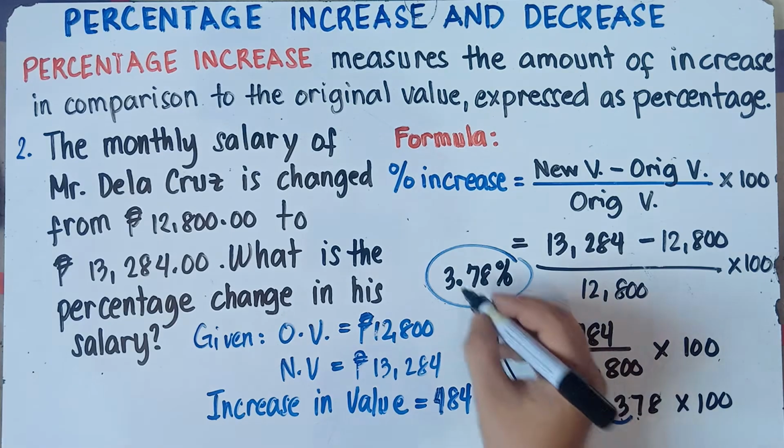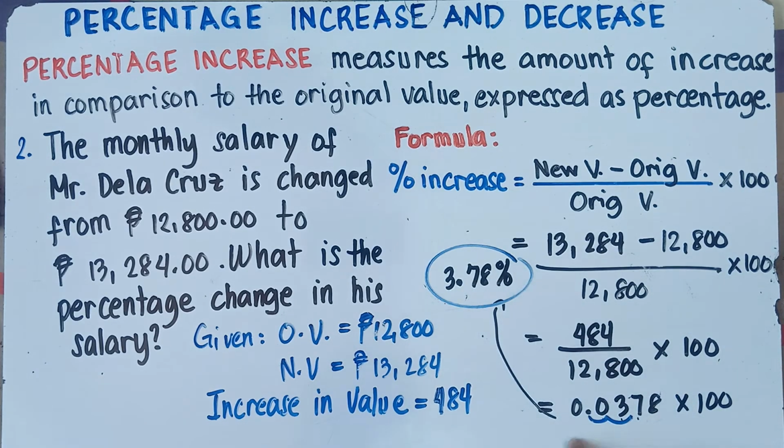I hope you understand that one, class. If you have some questions, especially with these decimals, feel free to leave a comment in the comment section down below. That's it, class. That's the answer for example number 2: 3.78%, and the increase in value, that's 484.